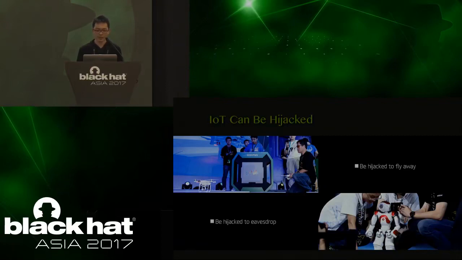In the right picture, a robot was hijacked, and it was controlled to transmit video and audio to the attacker. As a conclusion, we proved that IoT devices can be pawned to be peepers, to be thieves, etc.